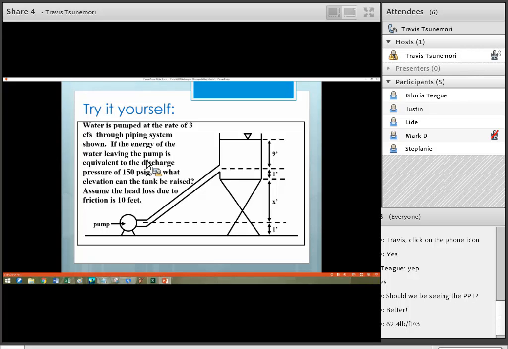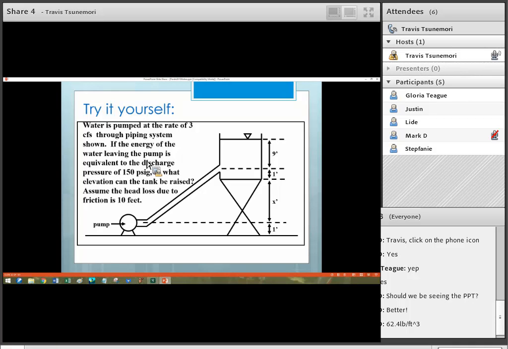So we've got water. It's pumped at the rate of 3 cubic feet per second through the piping system. If the energy of the water leaving the pump is equivalent to the discharge pressure of 150 psig, to what elevation can the tank be raised? Assume the head loss due to friction is 10 feet.